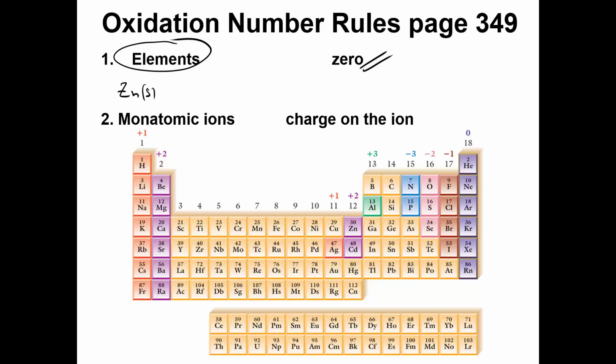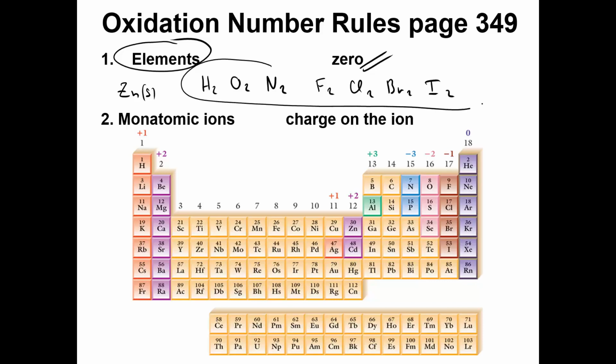Now, we also have diatomic elements, right? So if you remember, there's H2 and O2, N2, and the halogens do this, F2 and Cl2, Br2, and I2. Now these elements are not by themselves, but they are with themselves. That means that the oxidation number of all of these elements that are in diatomics bound to themselves is 0. So they fall into this category.